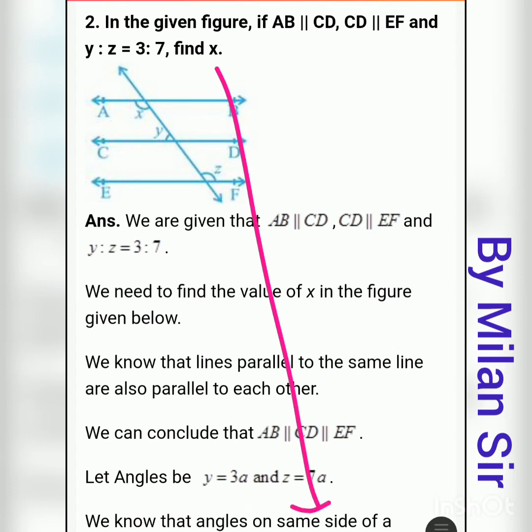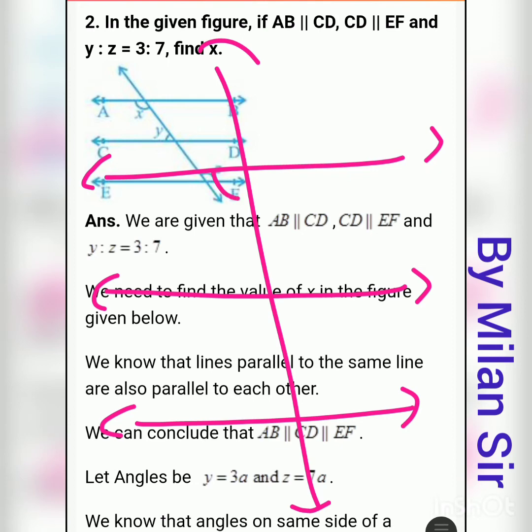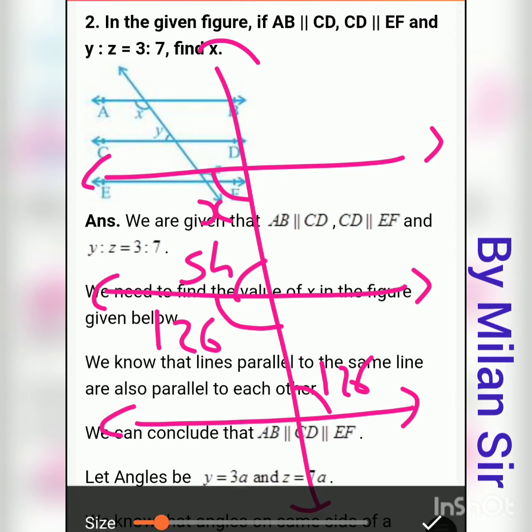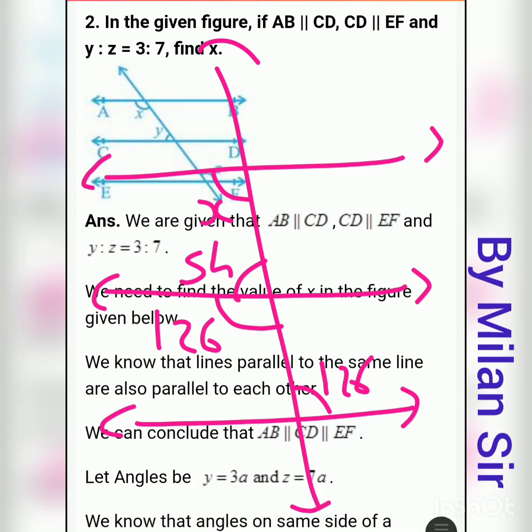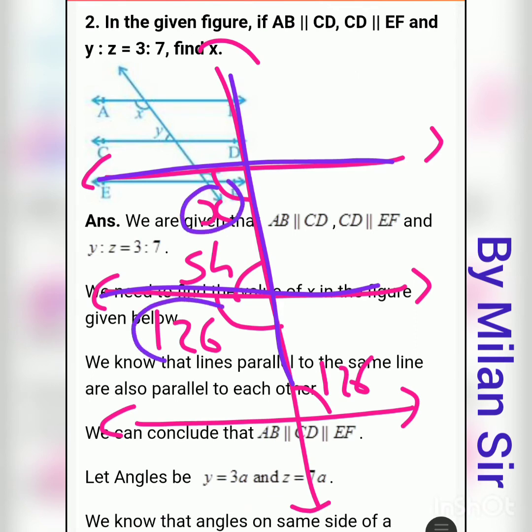Sorry, here we need to draw the figure. Here we have x, here our y is 54, here our z is 126, and here also our z is 126. Now we need to find the value of x. If we use the concept of transversal for these two lines, then angle x and 126 are corresponding pair of angles, right? We already learned this pair in our theory part.